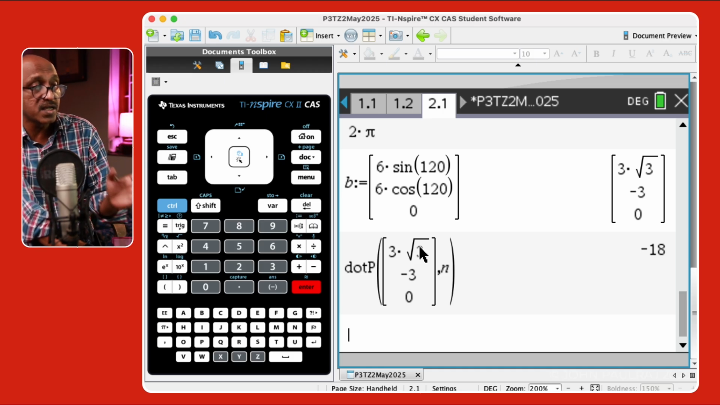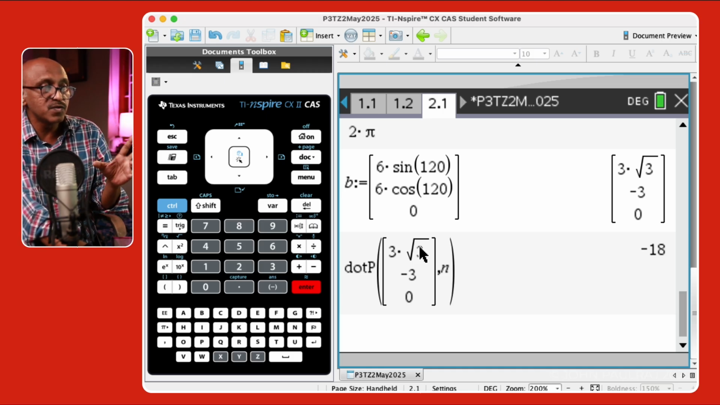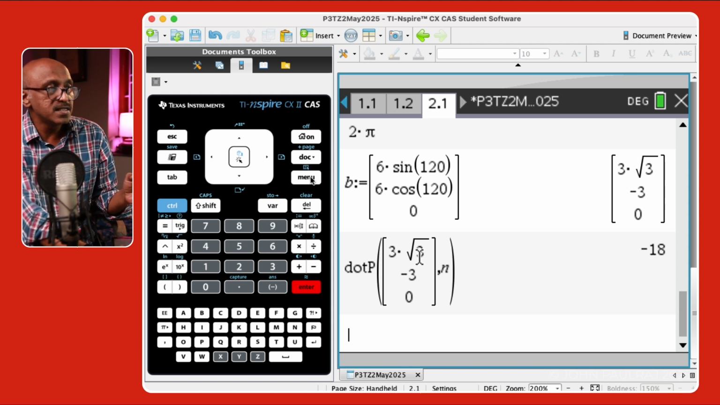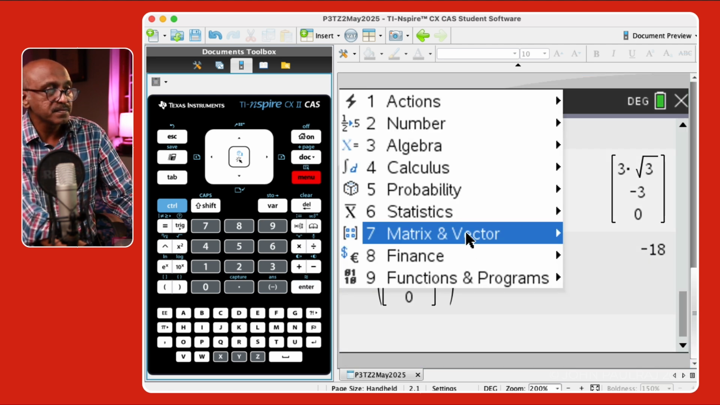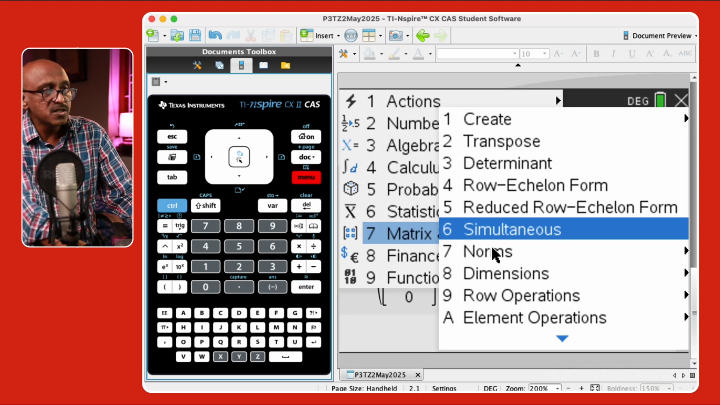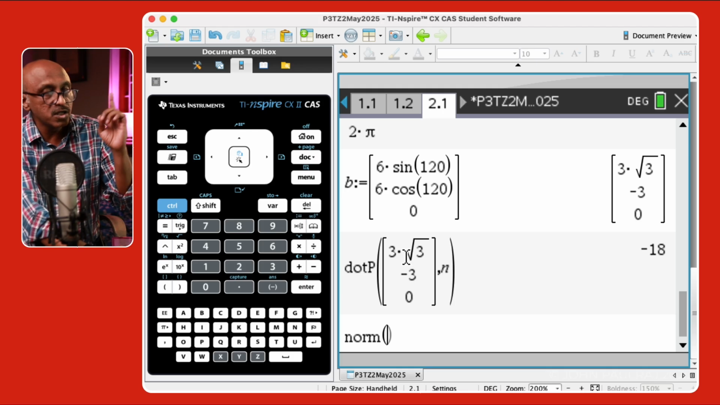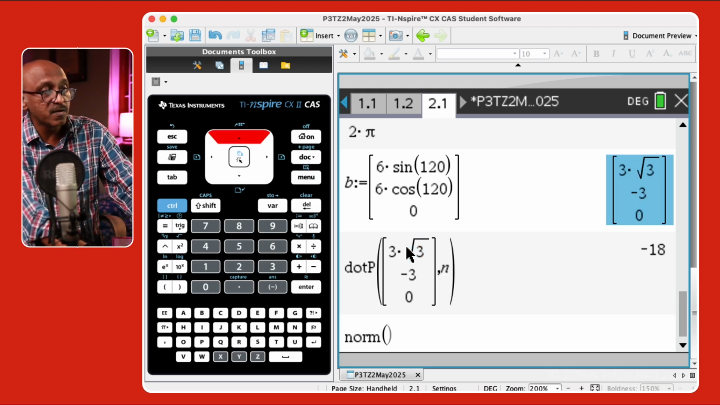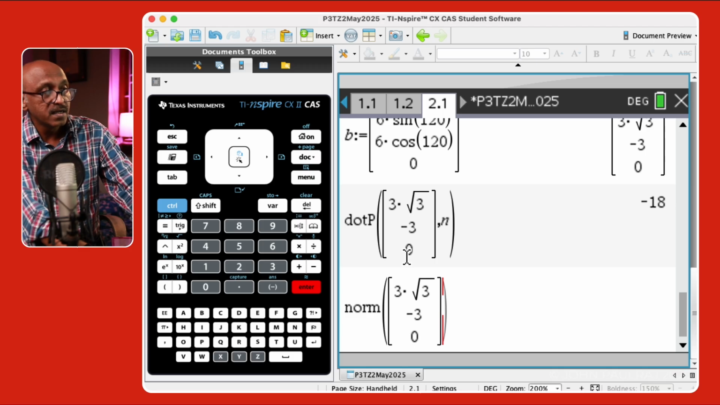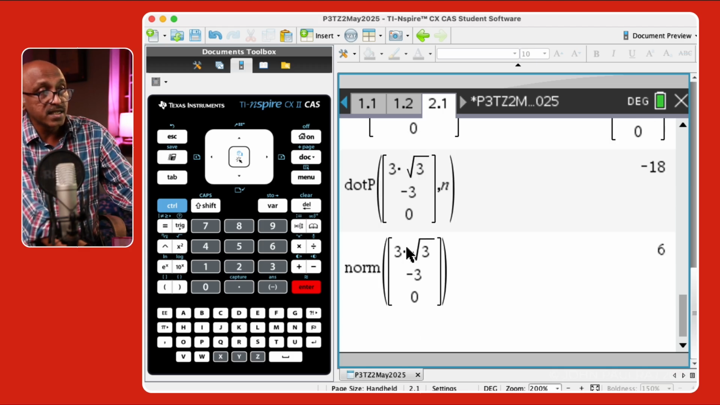Now this is interesting. That's why I want to do it separately rather than put it together. We want to find the magnitude of the two vectors. How do you find the magnitude? The word is norm. So it's the norm of a vector. Norm is what you need to use to find the magnitude of a certain vector. So the norm of the vector OB bar is actually 6. That's the magnitude.